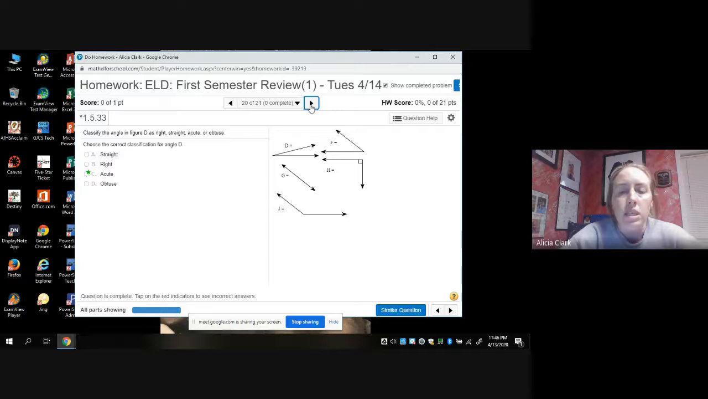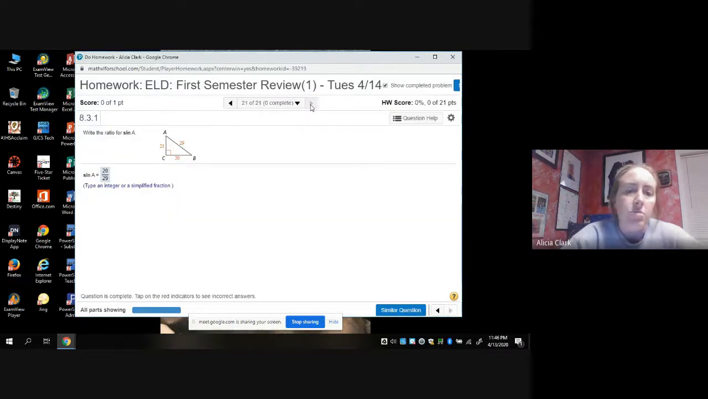This one you're just doing the acute, obtuse, right angle stuff again. This one is actually getting into sine, cosine. It's the only one that's like this. Just writing the ratio, meaning what is the fraction for this. Remember, sine is opposite over hypotenuse. Cosine is adjacent over hypotenuse. Tangent is opposite over adjacent.